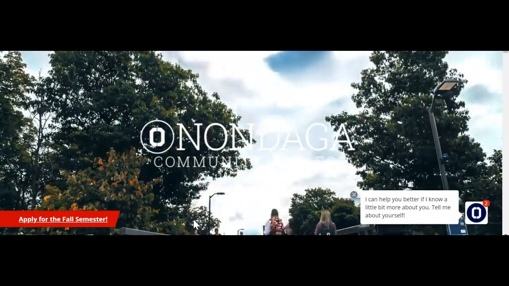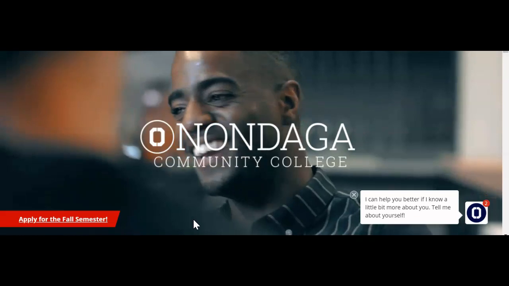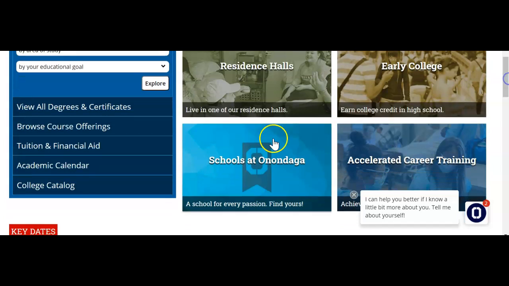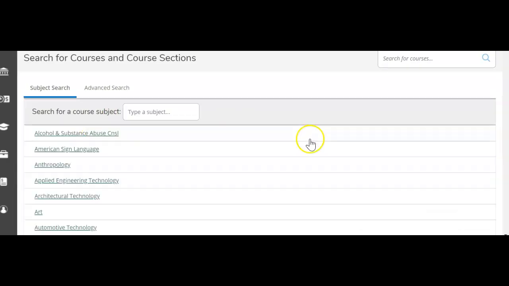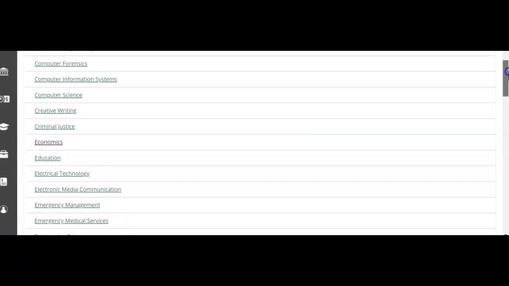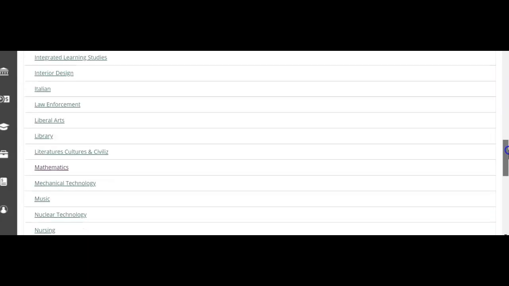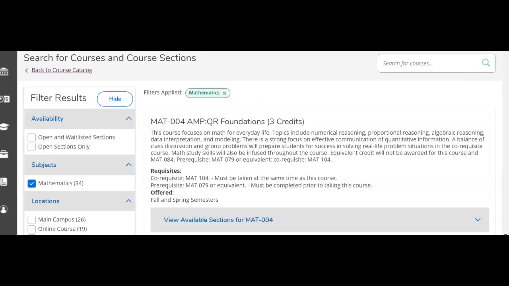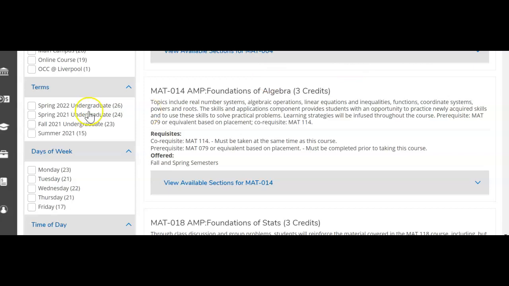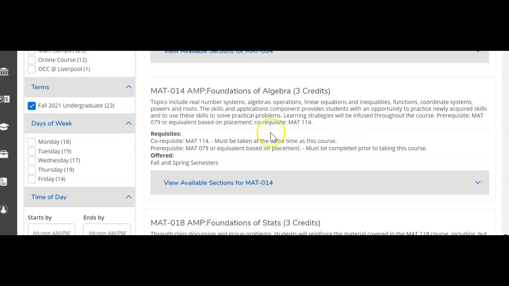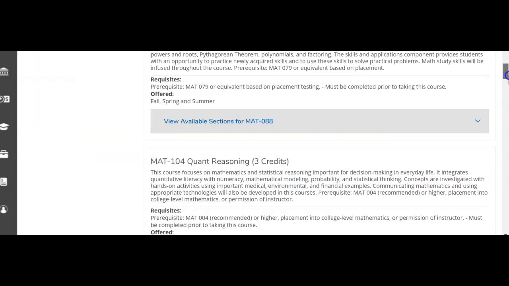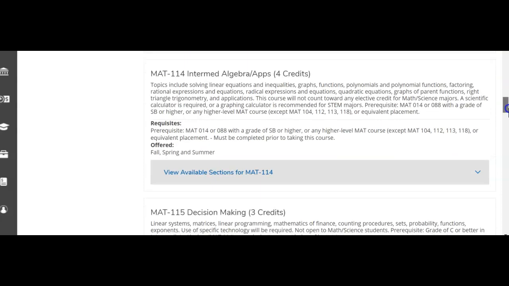I am at our web page, the Onondaga Community College homepage here at sunyocc.edu. Let's scroll down here. Browse course offerings. And we're going to scroll down to the math classes. And let's just pick fall semester. All right, so all of the math classes are here. Well, let's look at Math 114. Let's go there first. Here we are.